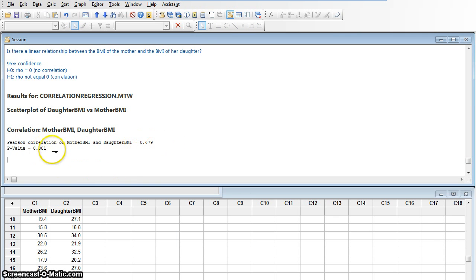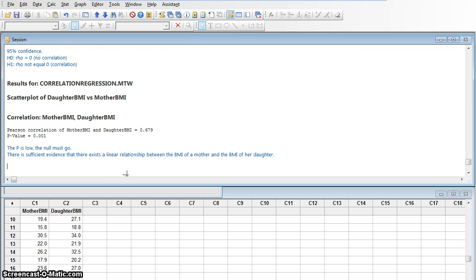That doesn't tell me much, but the p-value, oh, that's very important. The p-value is 0.001. I was working at 95% confidence, or a significance of 0.05. This p-value is much smaller. The p is low, the null must go. So I can reject the null, and I can accept the alternative. The alternative was that there is a correlation. So there is sufficient evidence, you could say at 95% confidence if you wanted to, that there exists a linear relationship between the BMI of a mother and the BMI of her daughter. Excellent. There is a correlation, or at least there is evidence of a correlation.